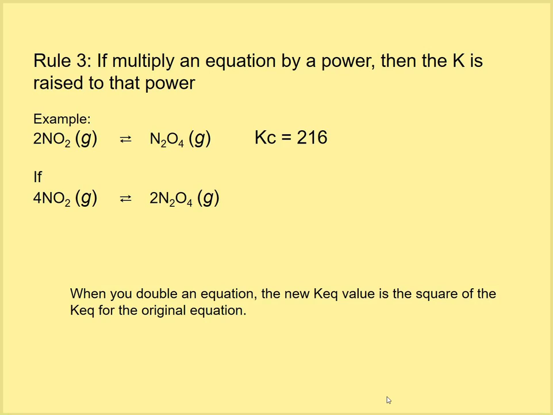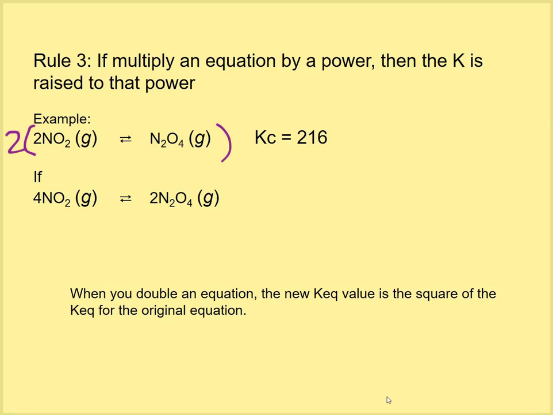A third rule is if you multiply an equation by a power, then the K is raised to that power. So if you double the equation, you don't double the K, you instead square the K. For example, here I have this reaction. It's a 2-to-1 ratio and my Kc is 216. What would happen if I multiplied through by 2?